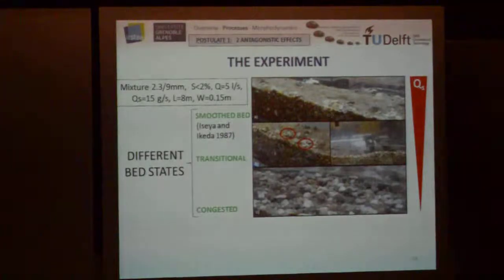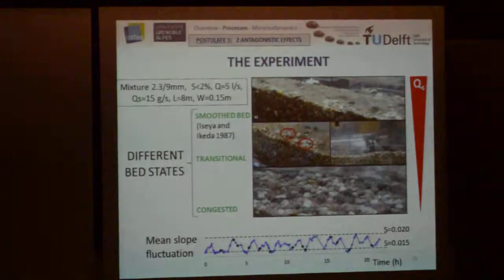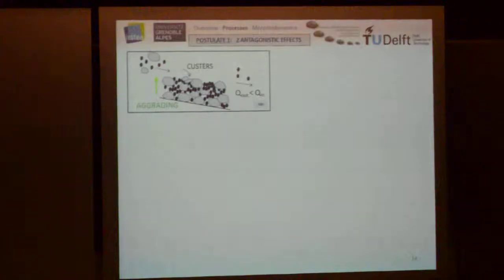And associated with this variation of solid transport, we measure a fluctuating slope of the bed with a kind of periodicity, here in this case, 3 hours for each fluctuation of the bed slope, which varies between 1.5 and 2%. So now we'll try to explain with a little story how we obtain this kind of fluctuation, and with some videos.